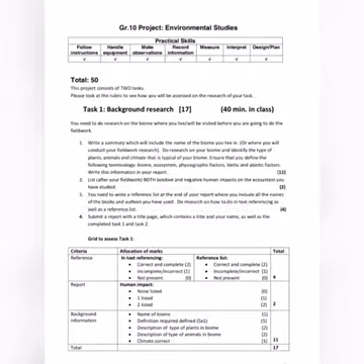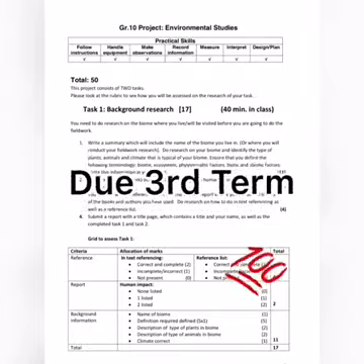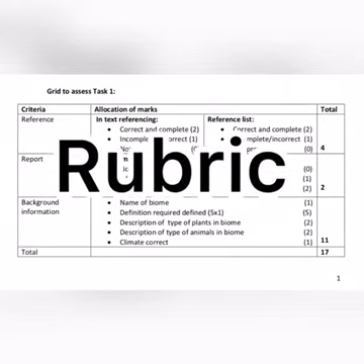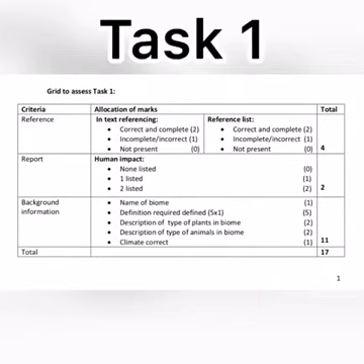Hello grade 10s. So this is an environmental studies project which is due in the third term and it is out of 50. I will be explaining what is expected from you. This project consists of 2 tasks. It is very important to use the rubric for guidance.